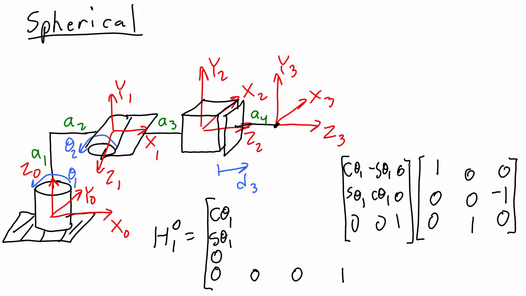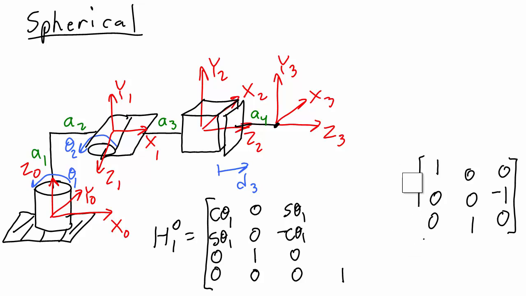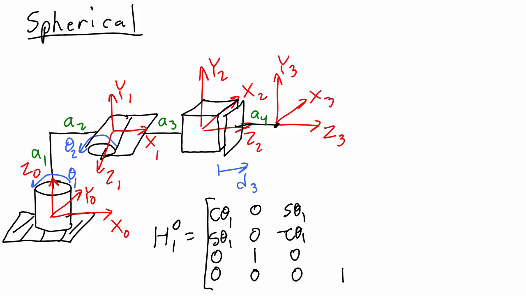I next multiply row 1 times column 2 to get 0. Row 2 times column 2. Row 3 times column 2, and then I'll move on here. And I'm finished with the rotation part. So I can now move on to the displacement vector part.